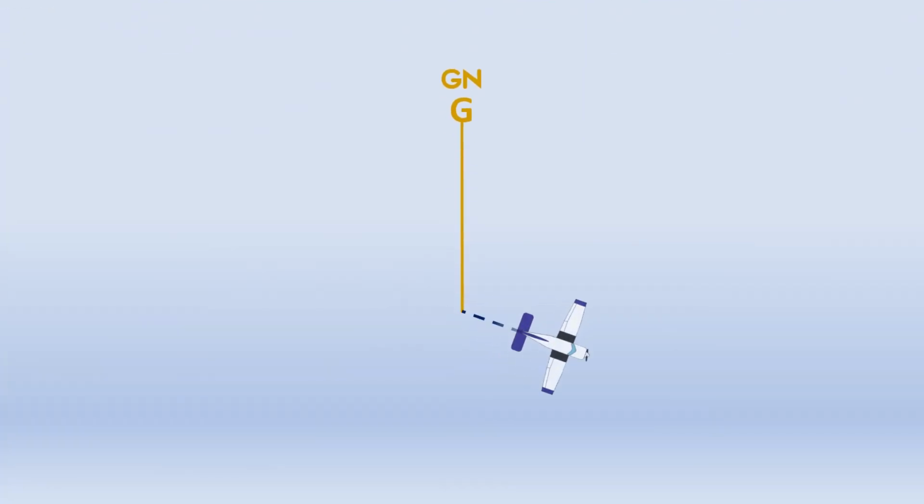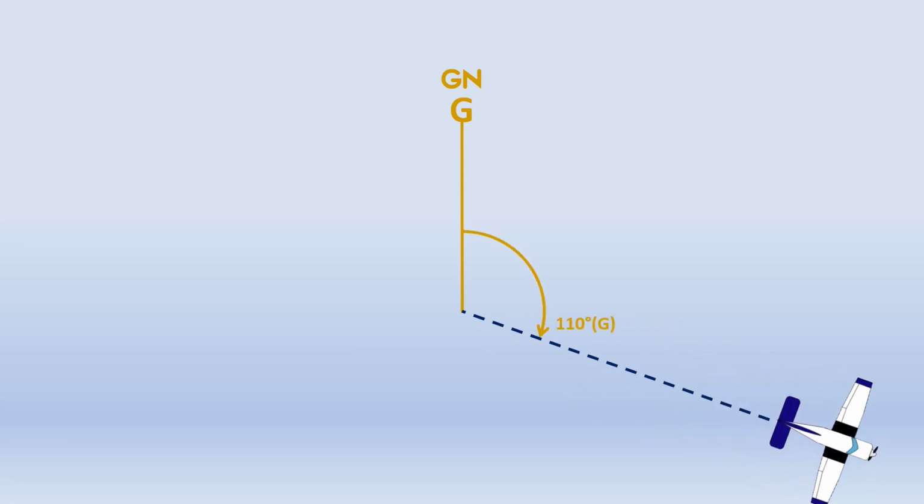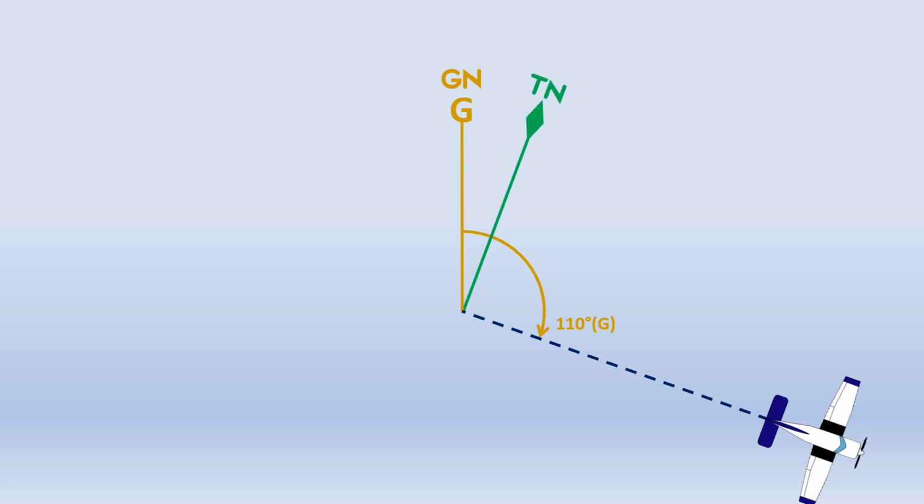An aircraft flies on 110 degrees grid track. True north is to the west of grid north with convergency of 20 degrees west. True track is measured clockwise from true north. Thus, true track is 130 degrees. Another aircraft flies on 110 degrees grid track. This time, true north is to the east of grid north with convergency of 20 degrees east. True track is measured clockwise from true north. Therefore, true track is 090 degrees.